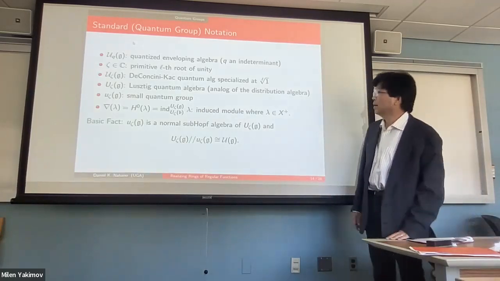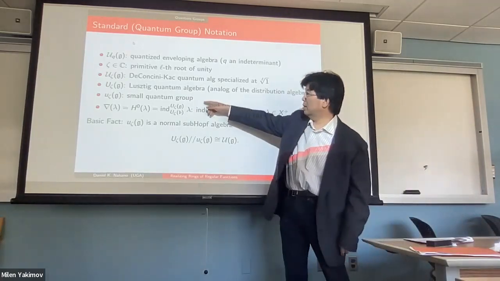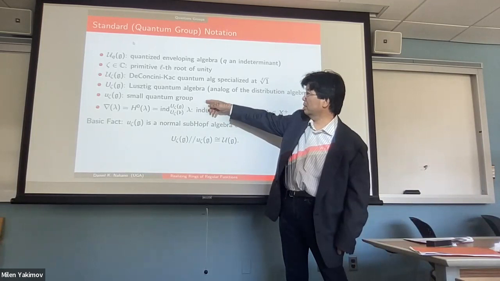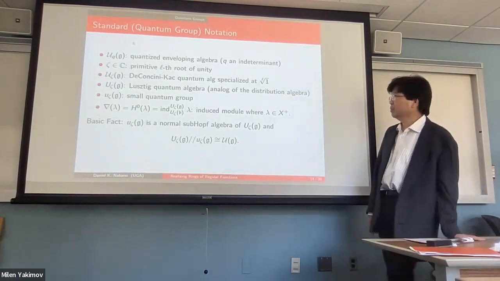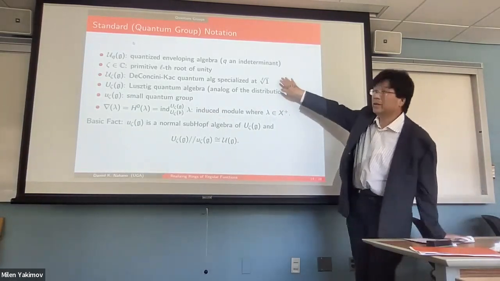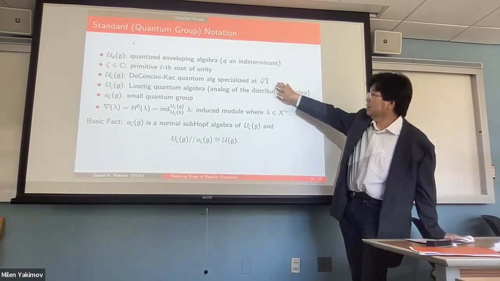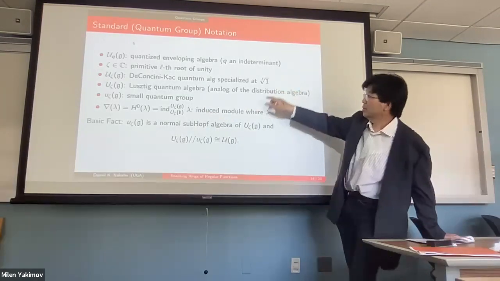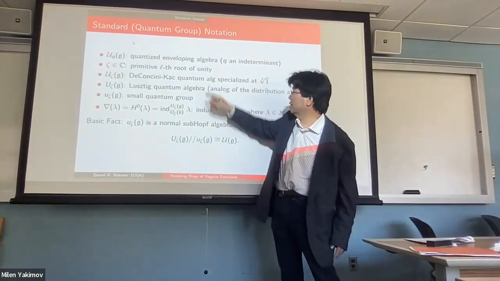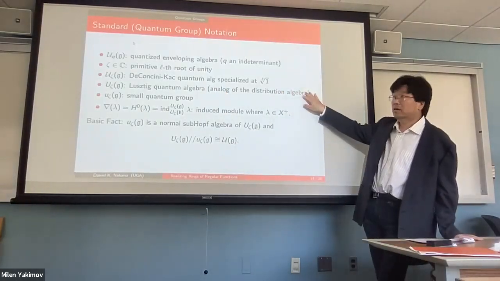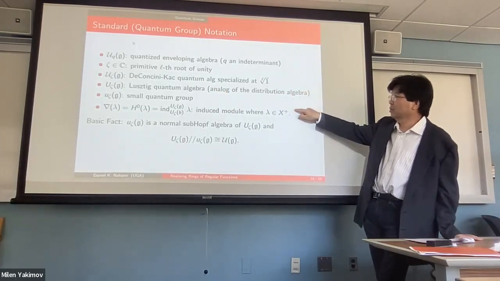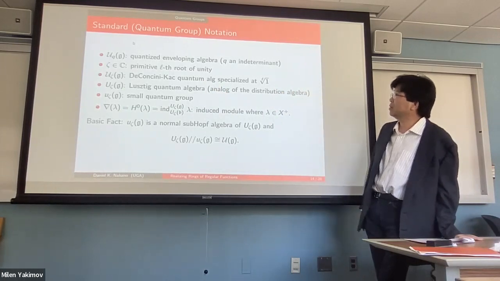All right, so this u_zeta(G) is similar to the restricted enveloping algebra. So this is the analog: the small quantum group is the analog of the restricted enveloping algebra. This De Concini-Kac quantum algebra is analogous to the universal enveloping algebra, so the small quantum group is a quotient of the De Concini-Kac quantum algebra. And this Lusztig quantum algebra is the analog of what's called the distribution algebra. It turns out that the small quantum group is a subalgebra of the Lusztig quantum algebra.